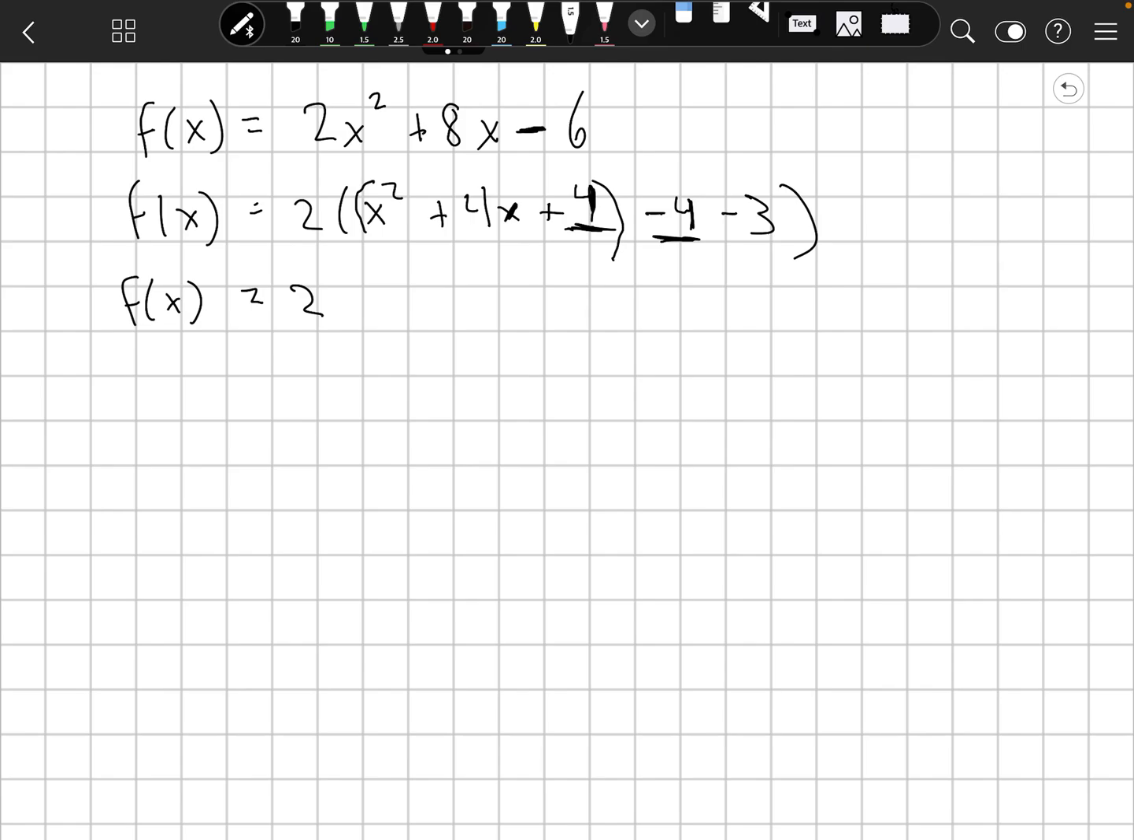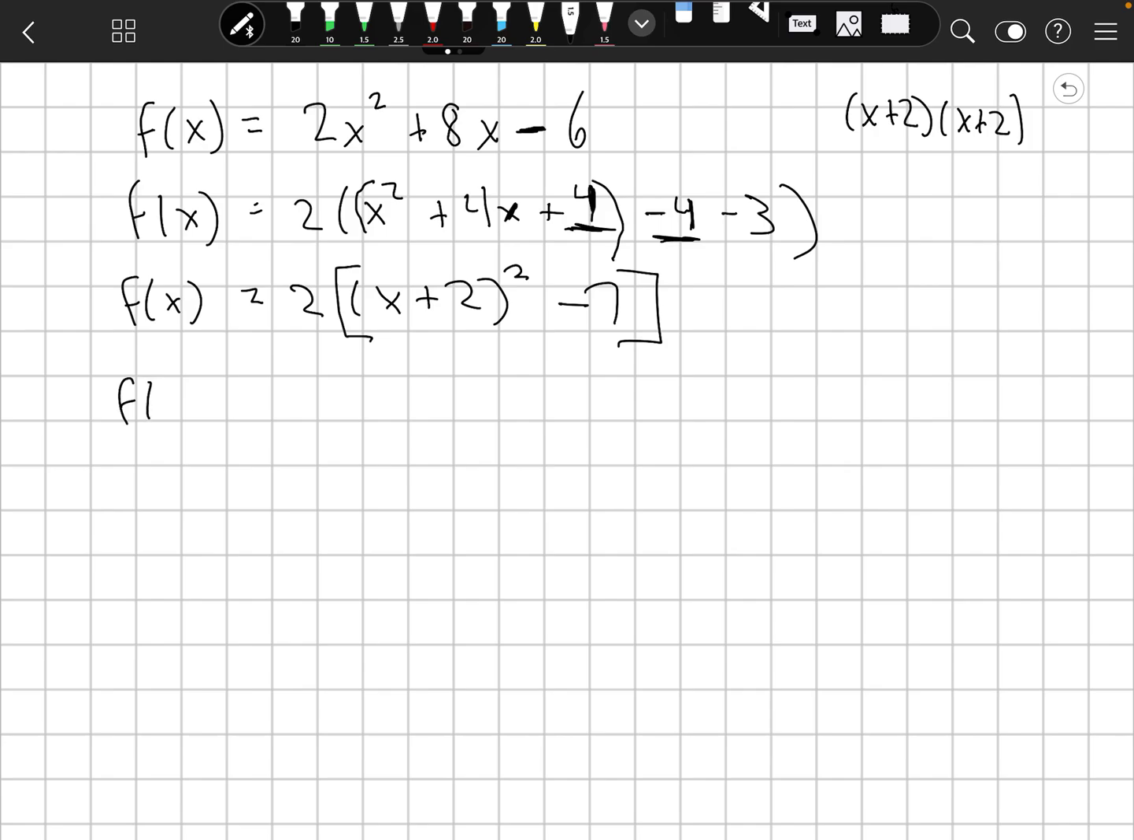2, and now this is x squared plus 4x plus 4. That's the same thing as x plus 2 squared. And if you needed to verify that to yourself, you could do the FOIL method on that, and you get x squared plus 4x plus 4. And then we have, and this is still in parentheses, the entire thing's in parentheses. We're going to end up multiplying by 2 when we're done here. So minus 4 and minus 3 more, that's going to be minus 7, like that.